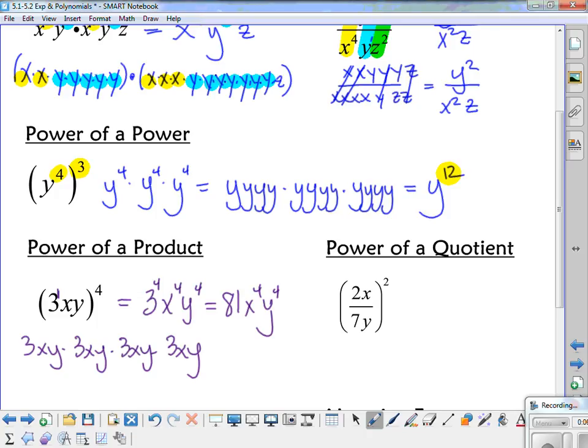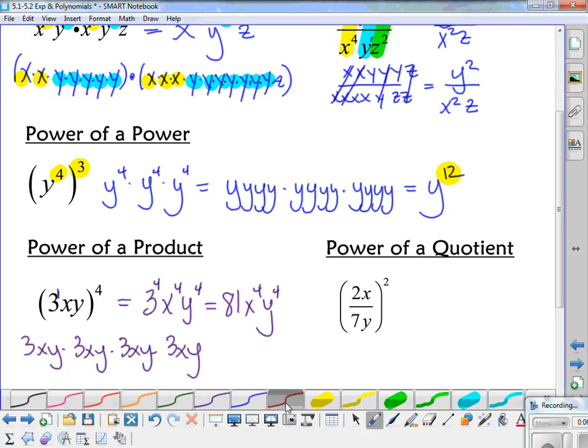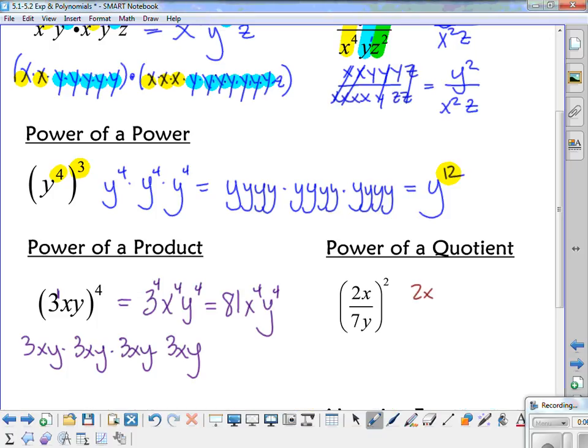And so a quotient, it's the same idea. Everything in the quotient needs to be raised to the power. Am I just going to square the x, or do I have to square the 2 also? What do you guys think? I have to square the 2 also, because that means 2x times 2x over 7y times 7y. So that one's pretty easy to write out. But if you don't write it out, you have 2 squared x squared over 7 squared y squared. That would be using the shortcut, just knowing that everything gets raised to the power. Either way, you get 4x squared over 49y squared.